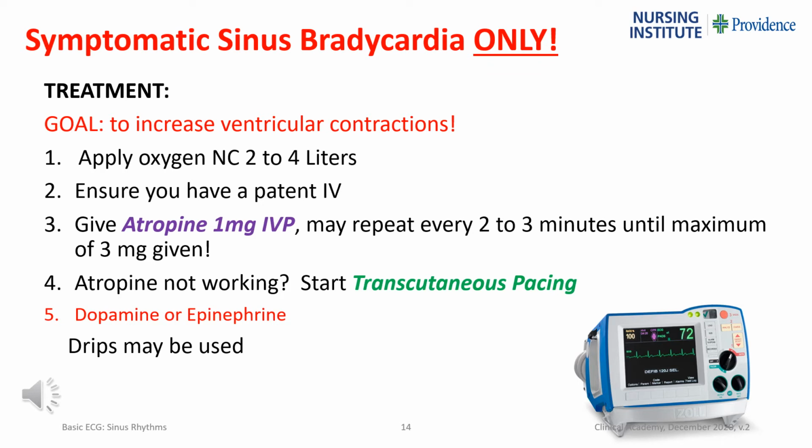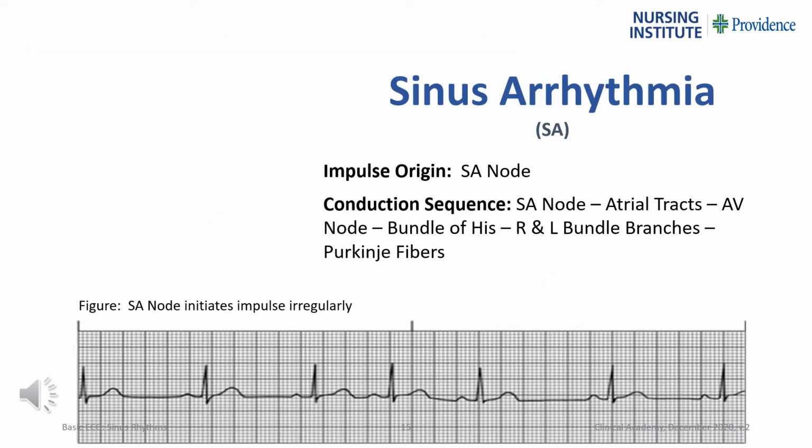And to do that, we begin by applying oxygen, ensuring the patient has a patent IV, and we start out with atropine 1 milligram IV push, and that can be repeated every 2 to 3 minutes to a maximum of 3 milligrams. If atropine is not working, we want to consider transcutaneous pacing. Dopamine and epinephrine drips can be used, especially in the case of refractory bradycardia that is also still symptomatic.